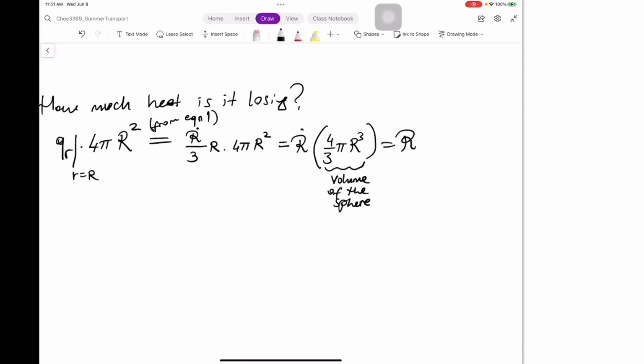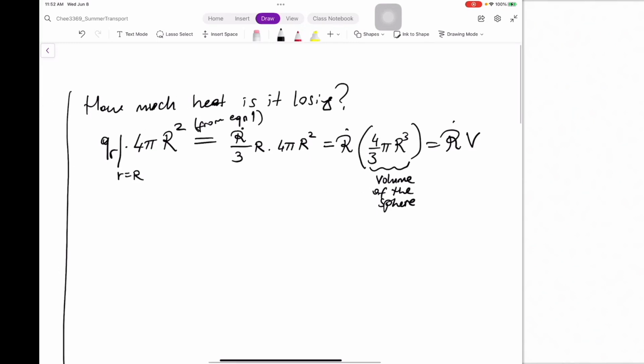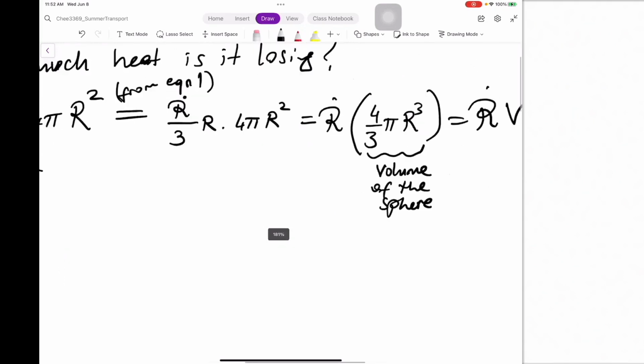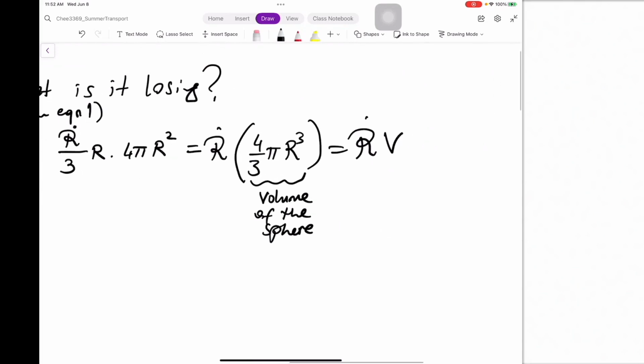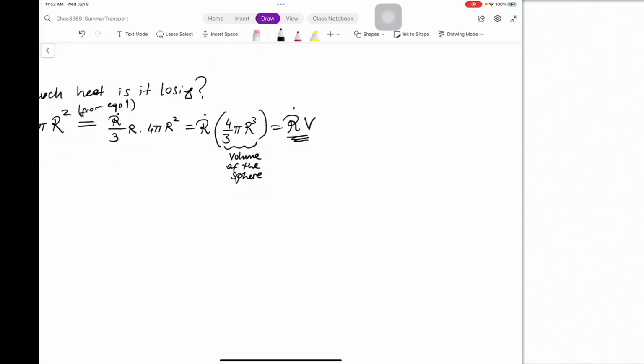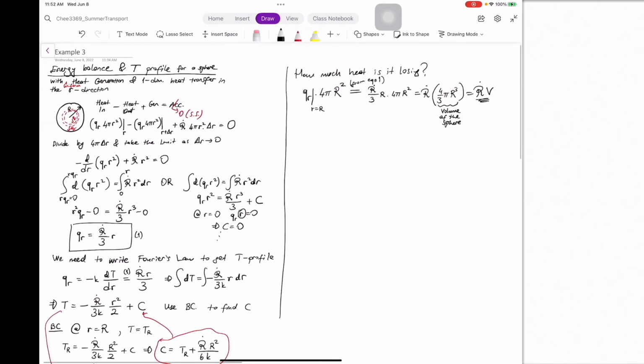So again, we found that whatever it loses is being generated inside this shell. It makes total sense. It also gives us an idea about the volume of the sphere, right? If you don't know the volume of the sphere, you can calculate it using this trick. But if you know the volume of the sphere, it makes total sense that whatever it loses is being generated inside, because it's at a steady state. Otherwise, the temperature of the sphere would change with time. Okay, that's it.